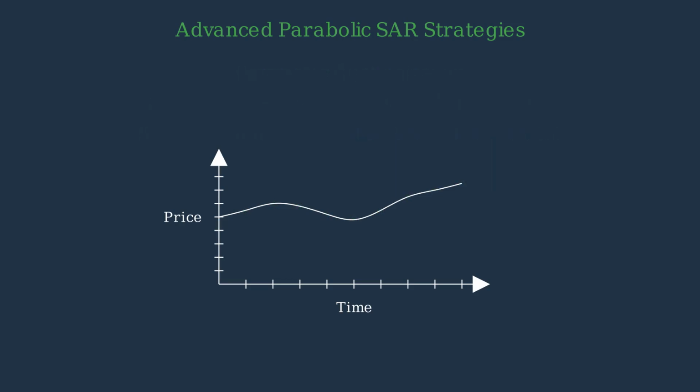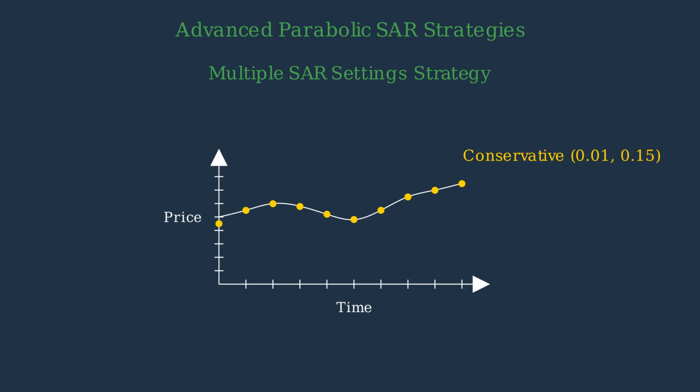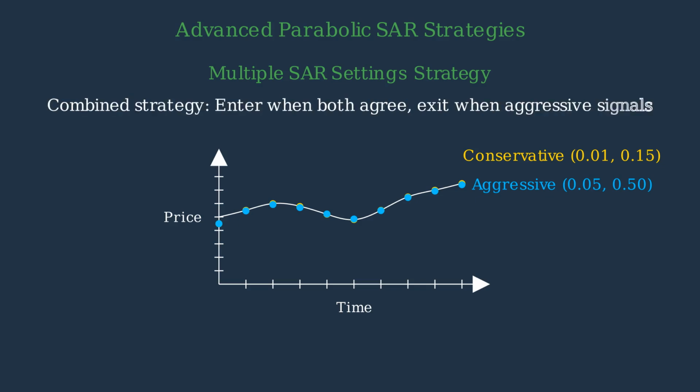Let's explore more advanced approaches using multiple SAR settings simultaneously. A powerful advanced strategy is using multiple SAR settings simultaneously. Traders often use a conservative setting with a step of 0.01 to identify the overall trend. Simultaneously, they employ an aggressive setting with a step of 0.05 for more responsive trade signals. The combined strategy is to enter trades only when both settings agree on the trend direction, but exit when the aggressive setting signals a reversal.